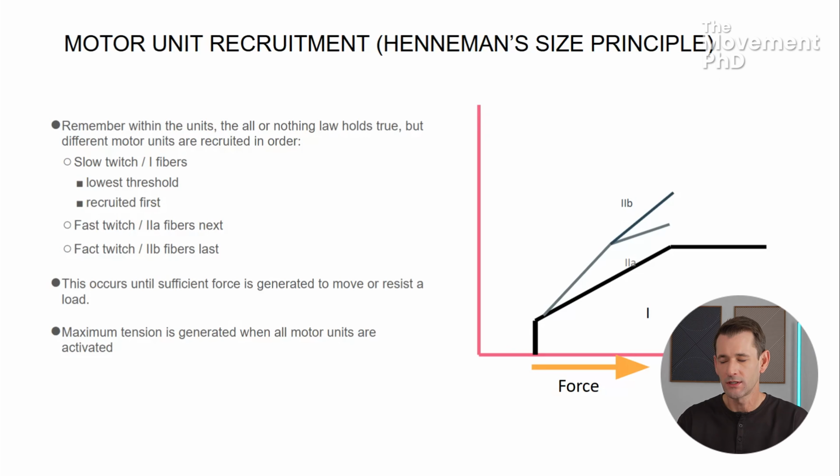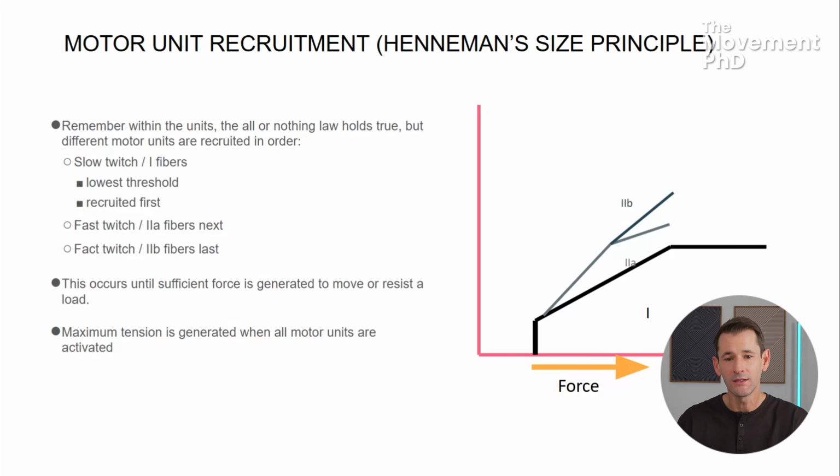As we increase the demands of that force, which is on our horizontal axis on the graph we have here on the slides, next we're going to activate those intermediate fibers. Those intermediate fibers have some properties of a slow twitch muscle, so they have some fatigue resistance, but they have more force generating capabilities. So they're an intermediate fiber. So it makes sense that we go from a slow muscle fiber to an intermediate next.